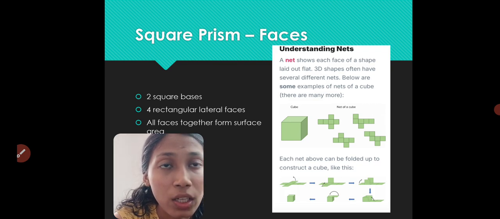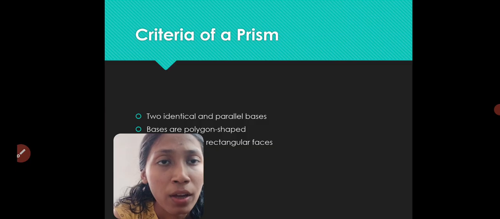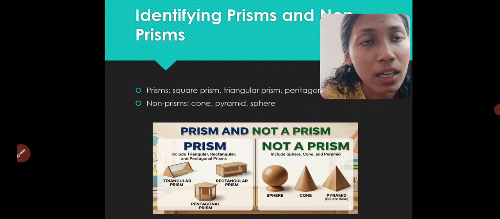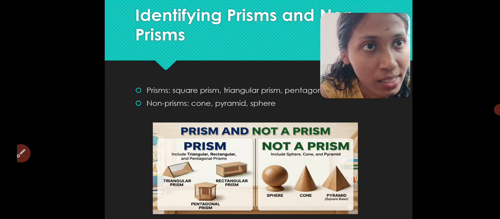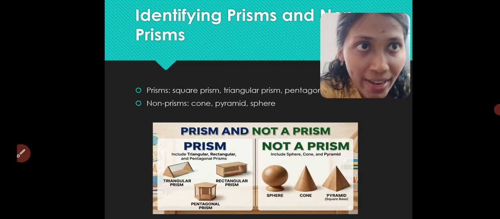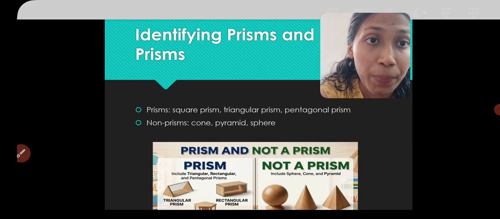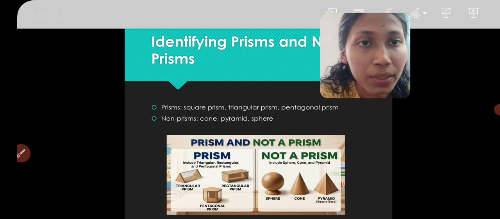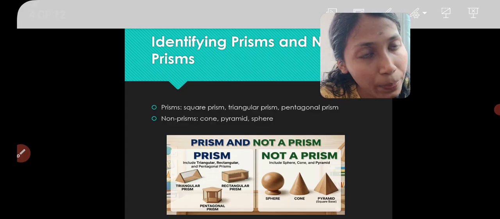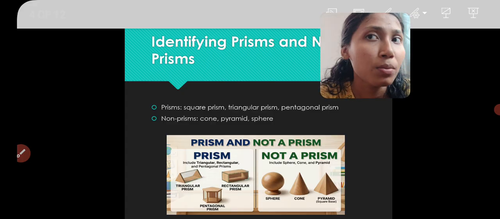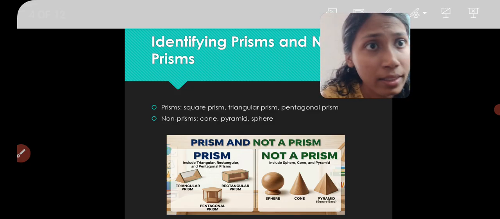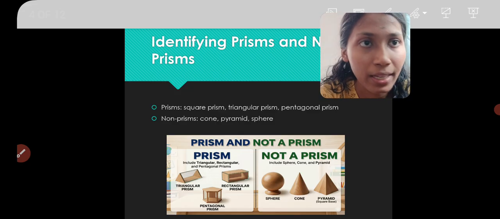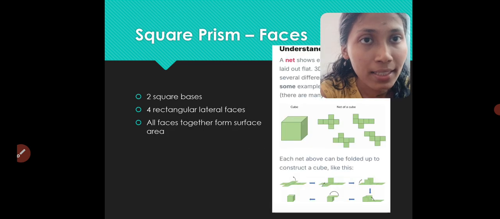Now look at this, a square prism. We already discussed that these are prisms and these are not prisms. How are we going to name these prisms? If the base is a triangle, we call it simply a triangular prism. If the base is a rectangle, we call it a rectangular prism. If the base is a pentagon, a pentagonal prism. When the base is a square, a square prism. When the base is a hexagon, it's a hexagonal prism. The naming is simple like this.